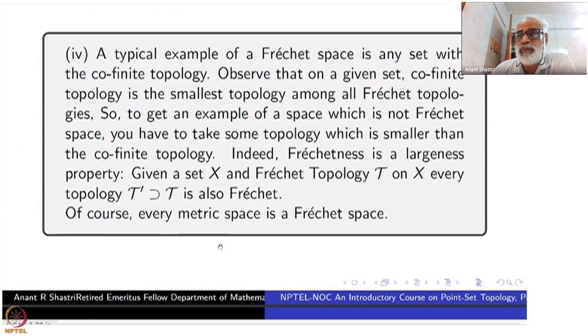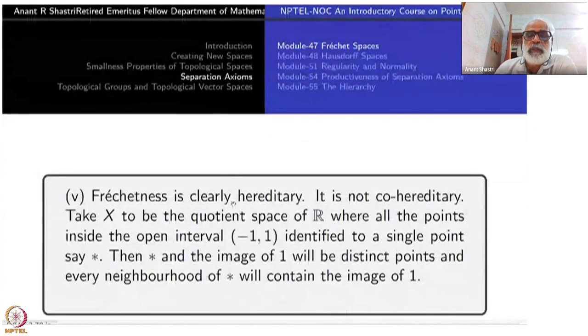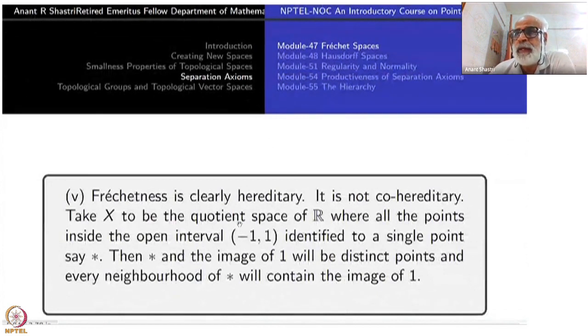Of course, every metric space is a Fréchet space. Fréchet space is clearly hereditary. Singleton sets are closed; take A a subspace of X, and take a singleton in A. It will be closed in X itself, so the intersection with A is the singleton itself. So all singletons inside A are also closed. So every subspace of a Fréchet space is Fréchet. Very easy. That's the hereditary property. It is not co-hereditary.